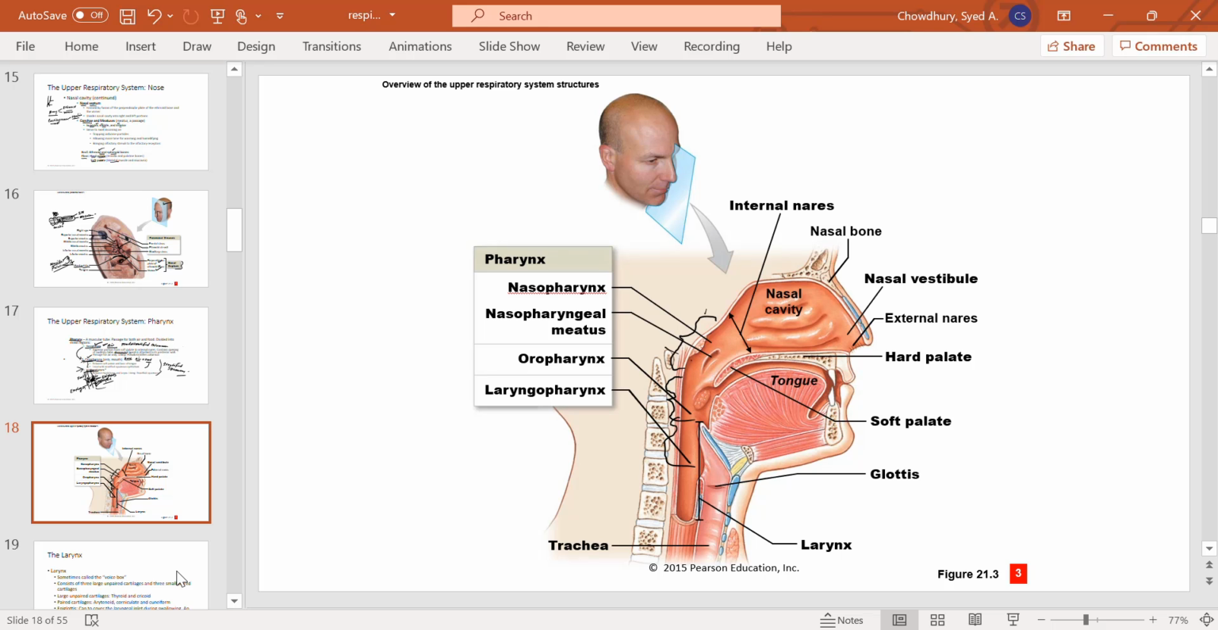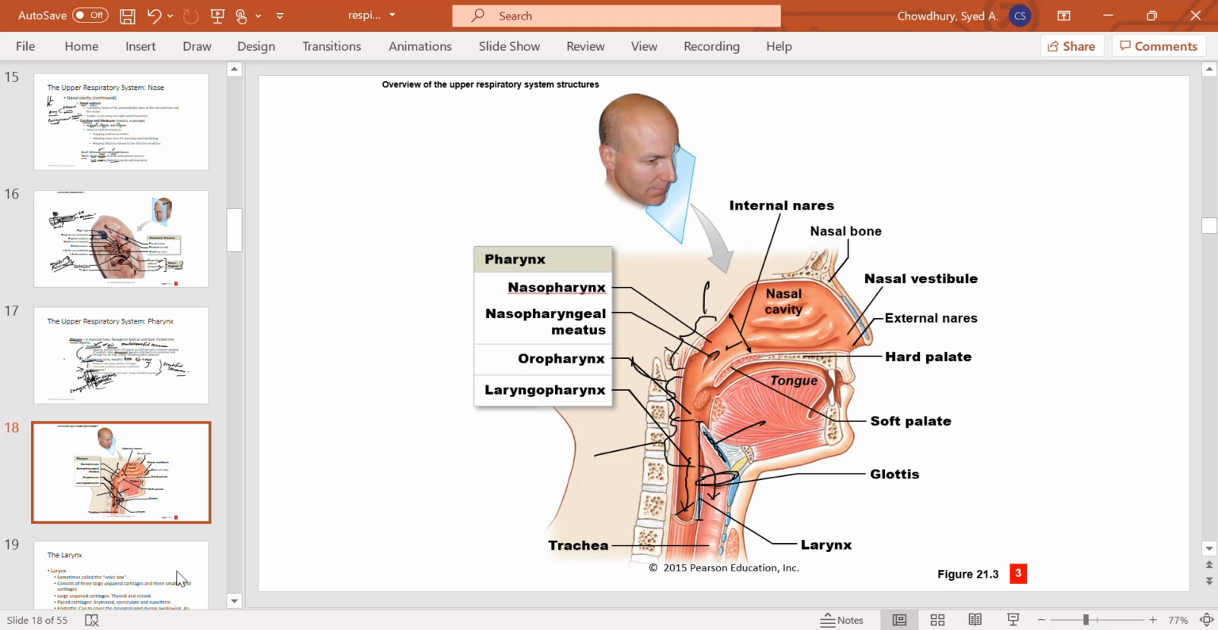Okay, so nasopharynx, oropharynx, laryngopharynx, and then the air enters into the larynx, food enters into the esophagus. Make sense? And this is the cap of the laryngeal inlet. This is the laryngeal opening or inlet, and this is the epiglottis that moves up and down, that I mentioned.